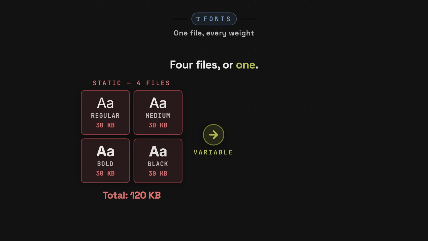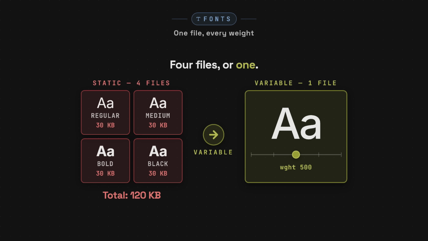And there's also an easy win. If you use multiple weights of the same typeface, you're probably shipping more than you need to. A variable font is a single file that contains every weight. It's usually about the size of 2 static weights, which means if you ship 3 or more weights right now, switching to the variable version is a free win.